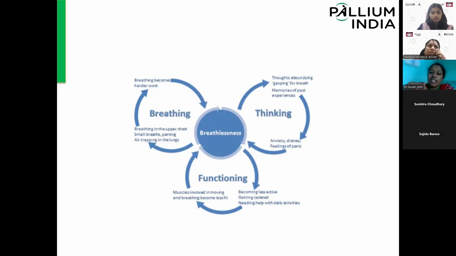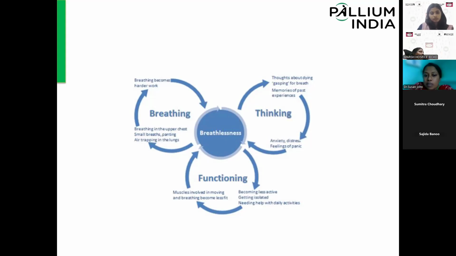This will result in the muscles involved in moving and breathing becoming less fit. That is, there is a high chance of muscle weakness or wasting, a cachexic look. So this decreased function will result in muscle weakness, and that itself increases breathlessness. So this is the second cycle.